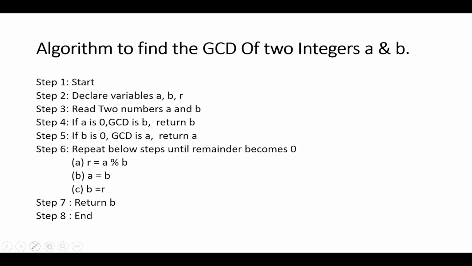So let us quickly see the algorithm, and then along with the algorithm, we will do one more example. All right, so algorithm to find the GCD of two numbers. Initially, I will start with declaring the variables a, b, and r. After that, we will read two values a and b. So let me take a bigger value this time. I'm going to take a is equal to 741, and let me take b is equal to 285. So you can do it along with me.